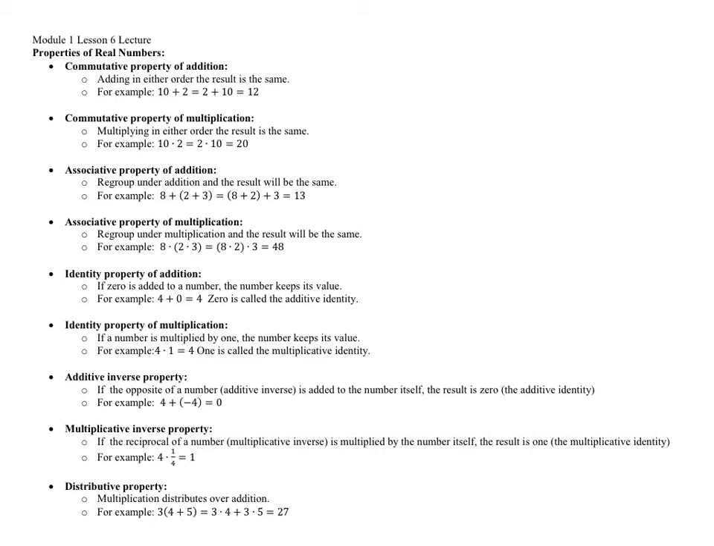This is Module 1, Lesson 6. Here we're looking at the properties of the real numbers. First, we have the commutative property of addition and the commutative property of multiplication.